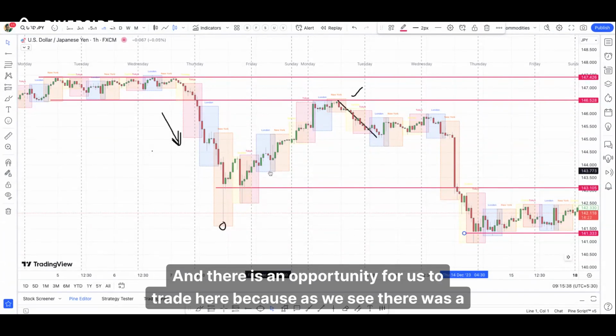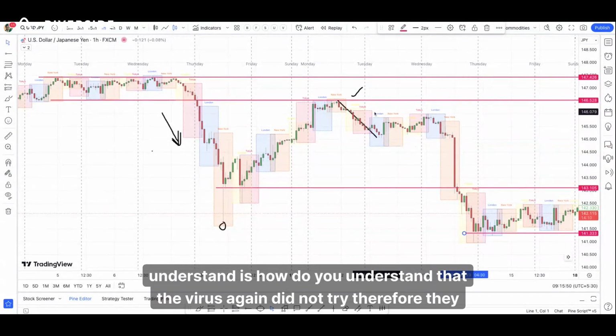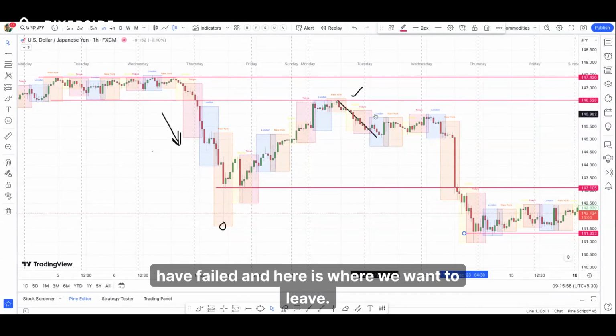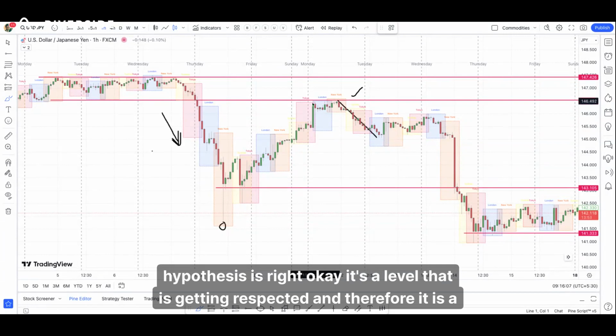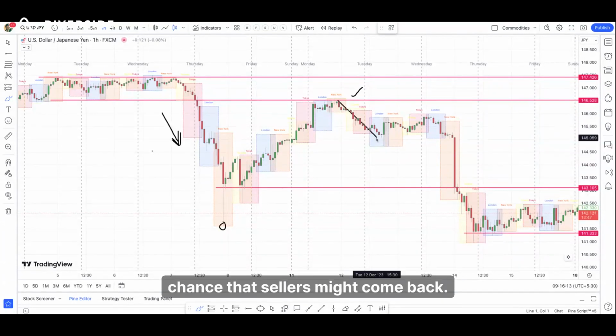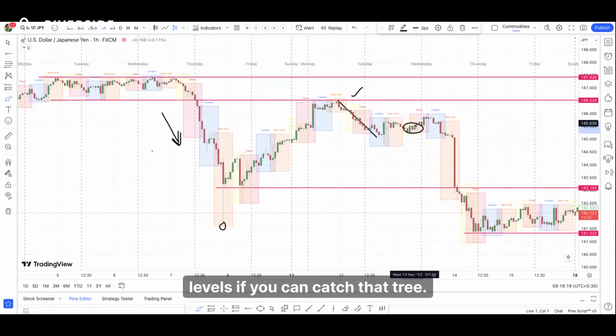Okay, and there is an opportunity for us to trade here because, as we see, there were sellers, we know that we want to sell, and we see that there is a pullback. All we need to understand is how to tell that the buyers again did not try, and therefore they have failed, and here is where we want to move, right? So I would say that since this has been the first clue saying that, hey, your hypothesis is right, okay, it's a level that is getting respected, and therefore there is a chance that sellers might come back. So we wait for the buyers to try again, and as soon as they fail, somewhere in these levels, you can catch the trade.